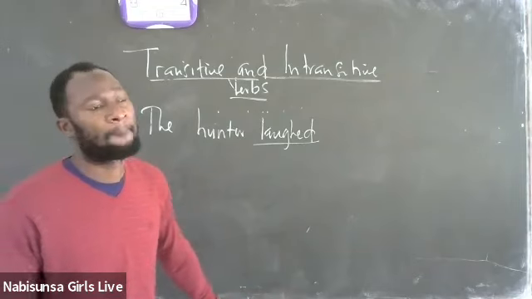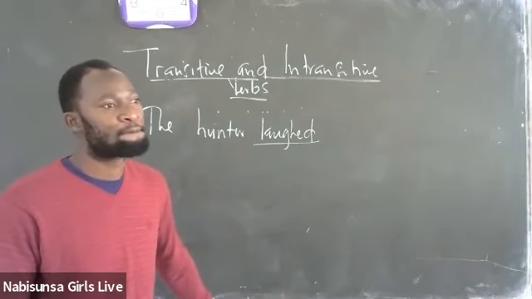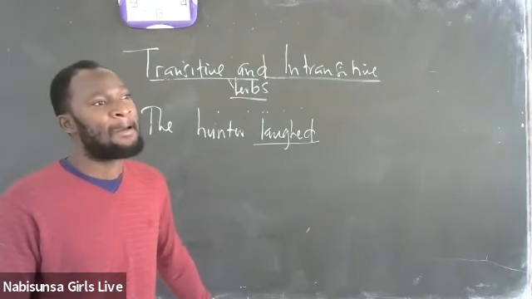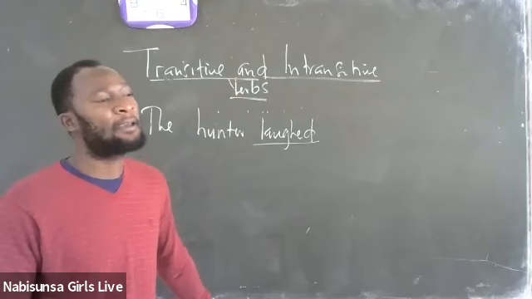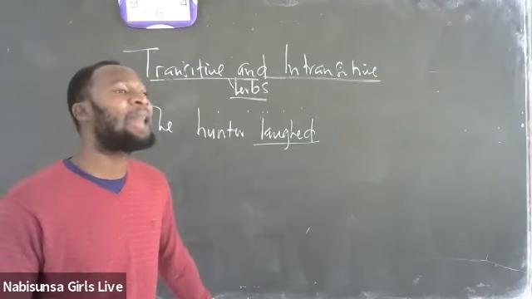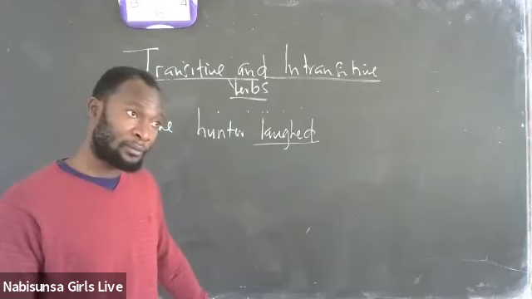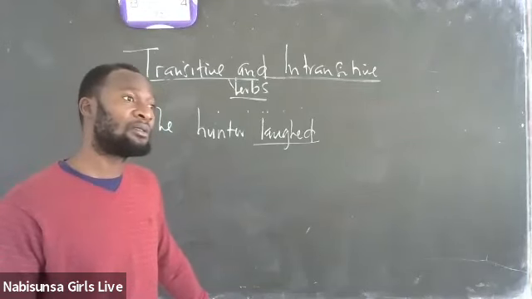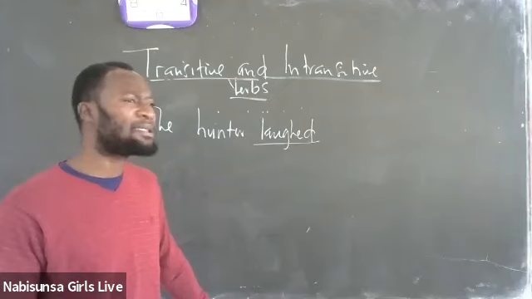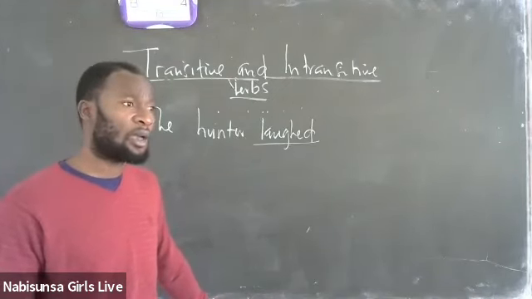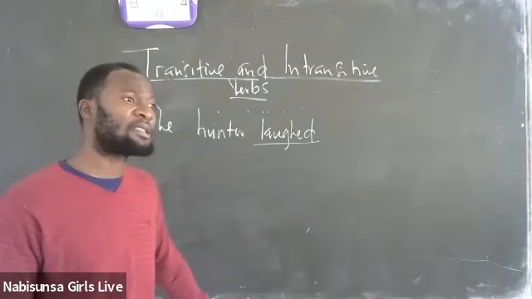The hunter killed an antelope. If I am to state it in the passive, how will I state it? An antelope was killed. Don't talk about the hunter, the one who killed. That's what we said, that in the passive voice, we are not interested in the doer of the action. We are interested in the action itself.